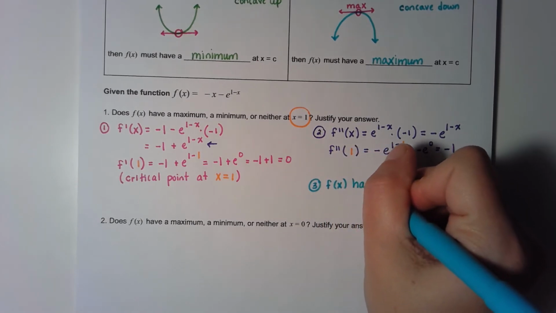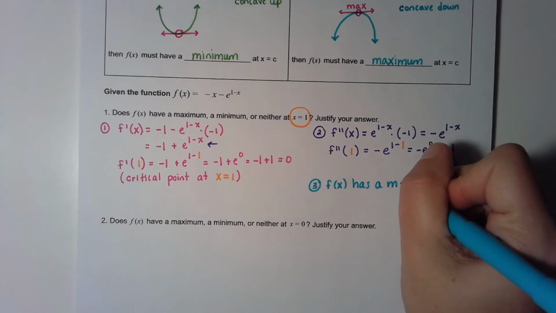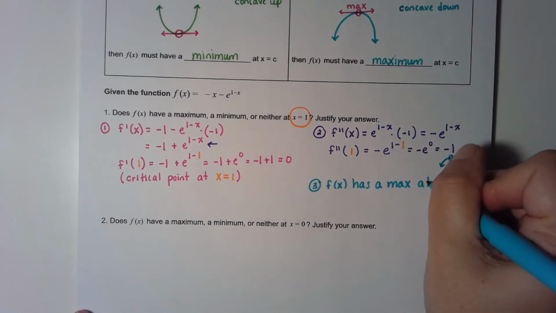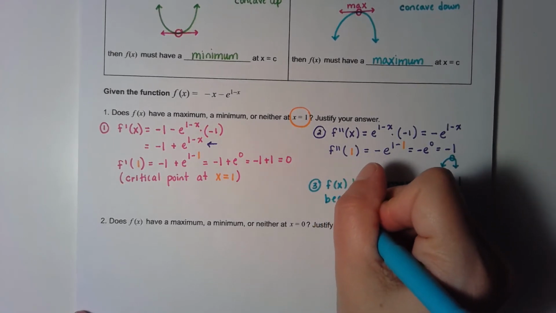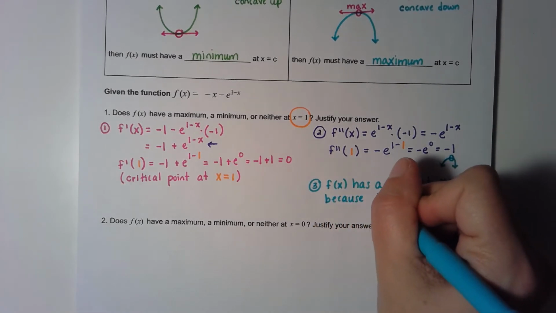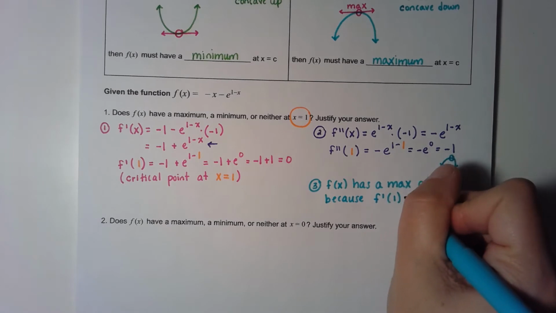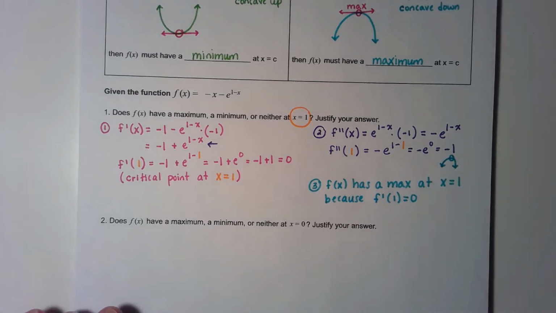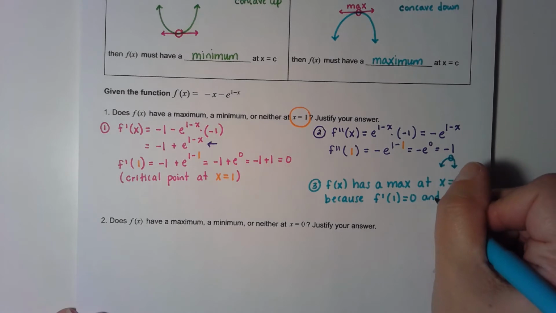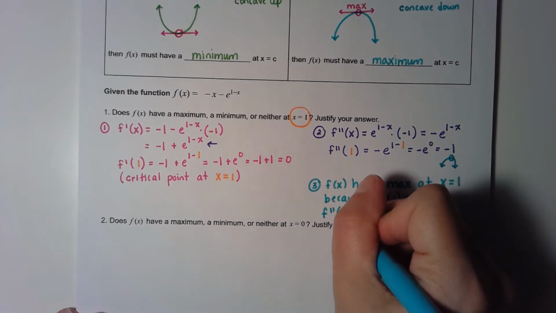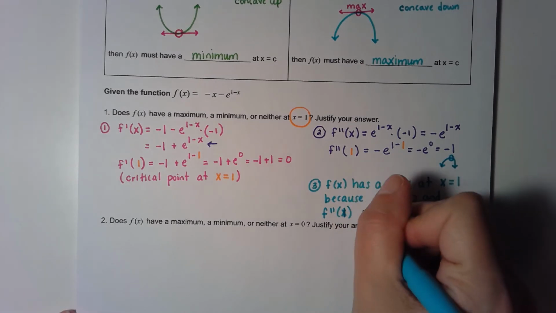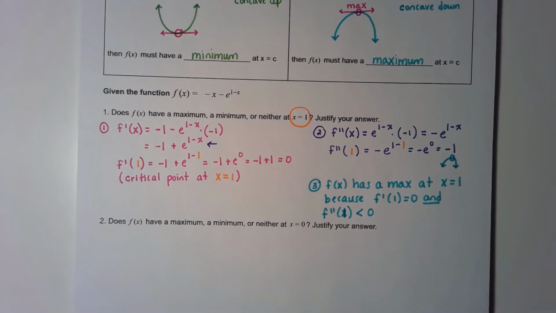So I would say f of x has a maximum at x equals 1 because the first derivative, when I plug in the number 1, is 0, which makes it a critical point. And the second derivative, when I plug in the number 1, is less than 0. So in other words, it's negative, so my function is concave down. And that would be my final answer.